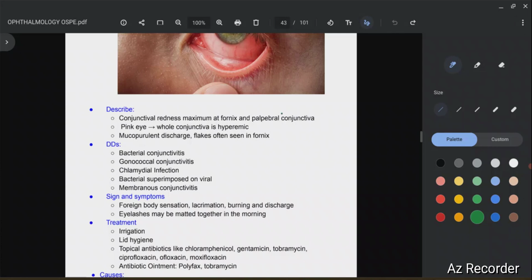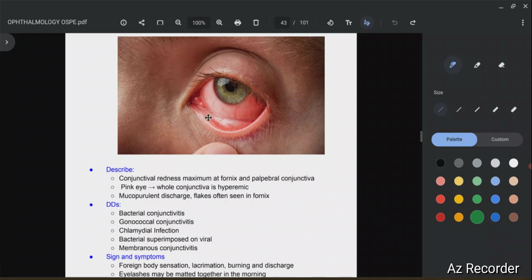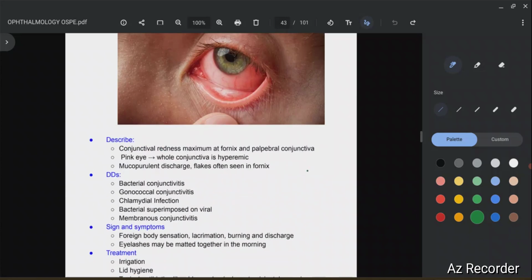See this. There is redness on the bulbar conjunctiva as well, but it is maximum at your palpebral conjunctiva, and if you see the fornix, it will be maximum as well. Then there is pink eye, which means the whole conjunctiva is hyperemic. Then there is mucopurulent discharge. Flakes are often seen in the fornix, but not in this picture, I think. Other than that, flakes are also present in the fornix.